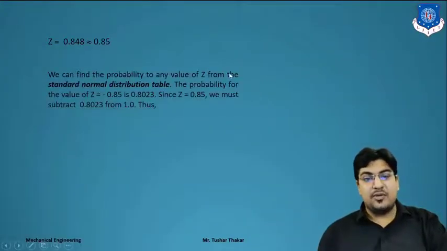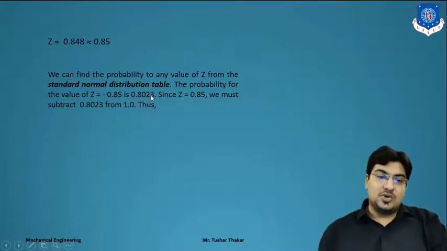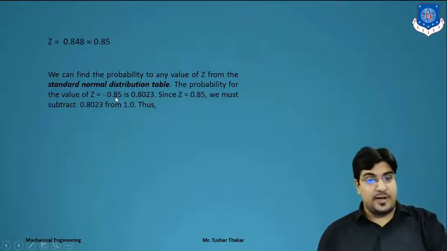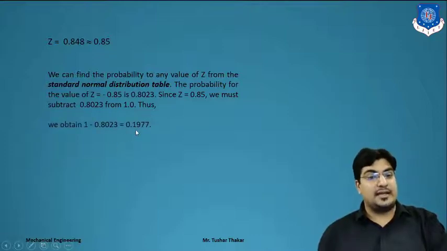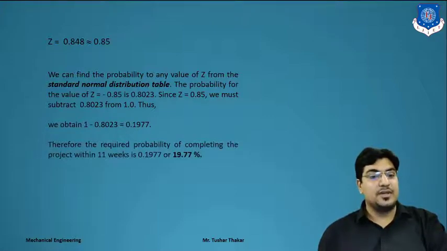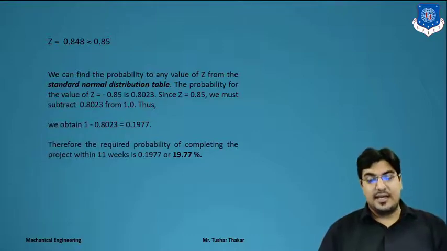So here we can find the probability of the z value from the standard normal distribution table, and the probability for the value z equal to 0.85 is 0.8023. So we must subtract that 0.8023 from 1. We can get the probability as 0.1977. We convert it into a percentage, which means the probability of the project being completed in 11 weeks will be 19.77%. Clear? So this is a basic, simple explanation of a PERT diagram.